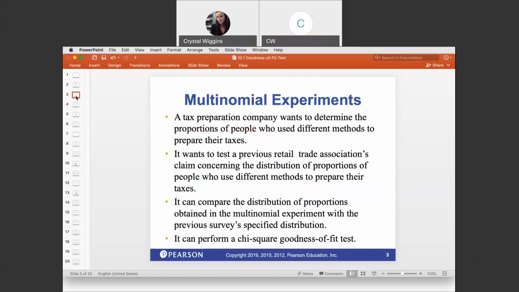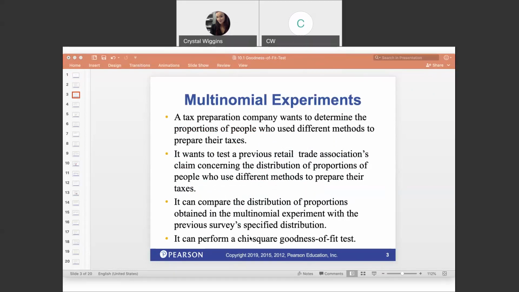Let's consider a tax preparation company that wants to determine the proportion of people who use different methods to prepare their taxes. It wants to test a previous retail trade association's claim concerning the distribution of these proportions. It can compare the distribution of the proportions obtained in the multinomial experiment with the previous survey's specified distribution. To do this, we'll use a chi-square goodness of fit test.